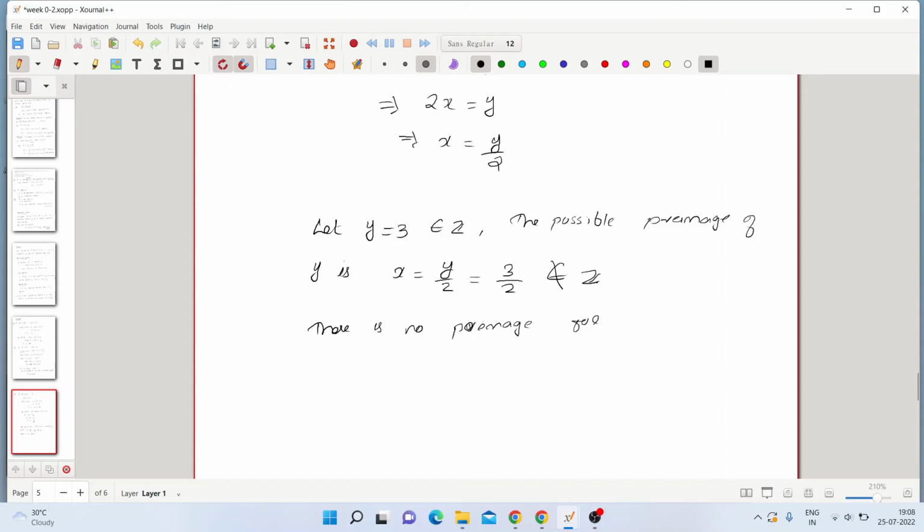Consider 1 and -1. These 1 and -1 are distinct elements which belong to [-1, 1]. 1 is not equal to -1, but we know that f of 1 equal to f of -1. Both are the modulus value of 1 and -1, which is 1, which implies that f is not a 1-1 map.